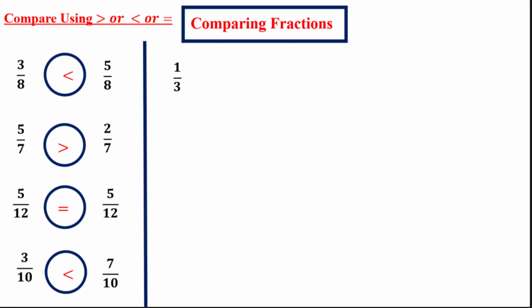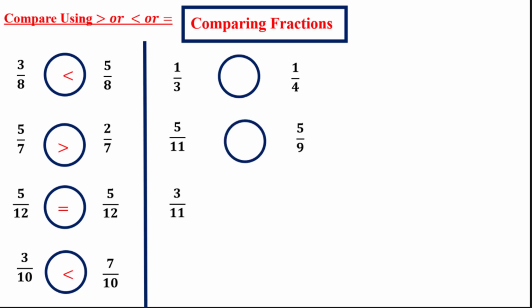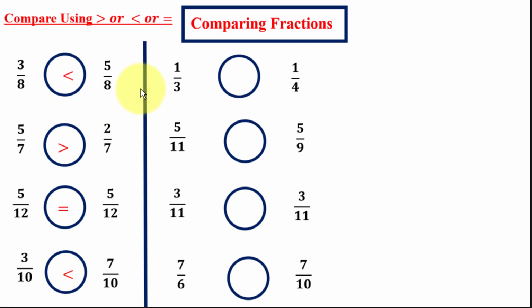The second condition: if we have two fractions with the same numerator. The same numerators means the same top numbers. Look at number 1, the first two fractions, 1 over 3 and 1 over 4. The two fractions have the same numerator. So which one is greater? The greater one is the fraction with the smaller denominator. 3 is less than 4, so 1 over 3 is greater than 1 over 4.